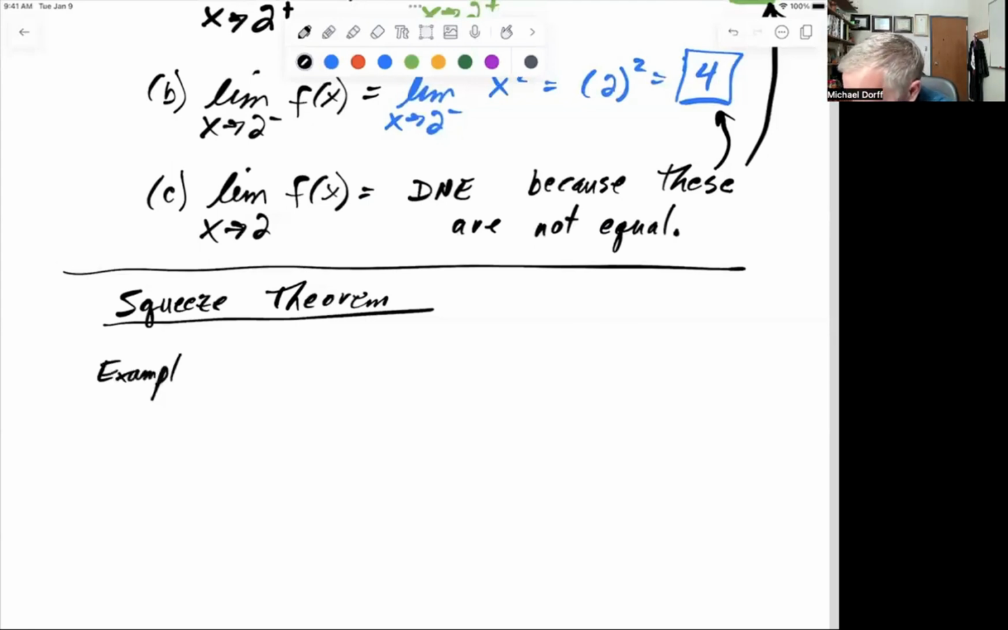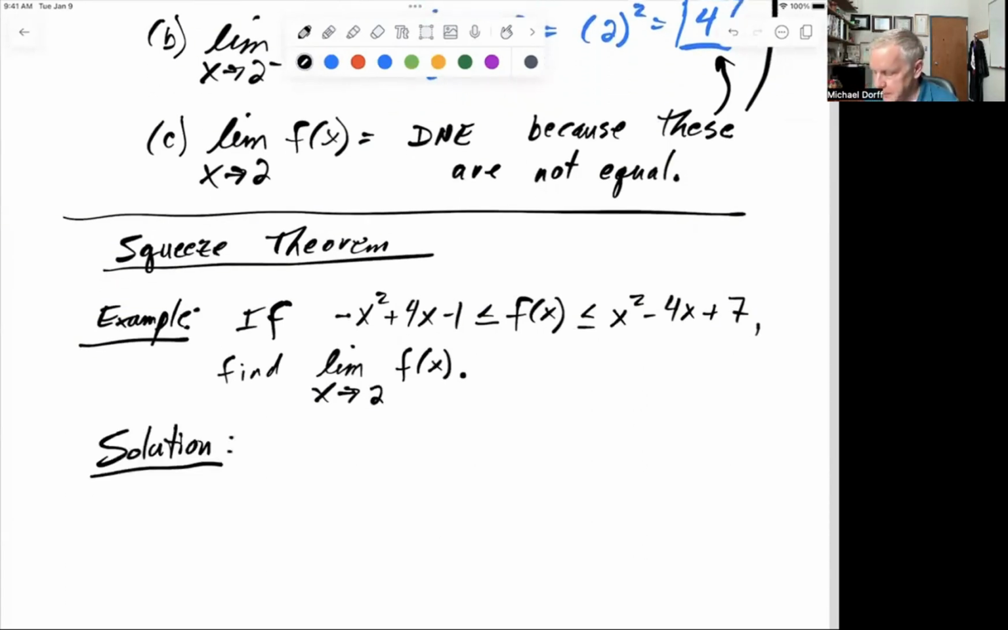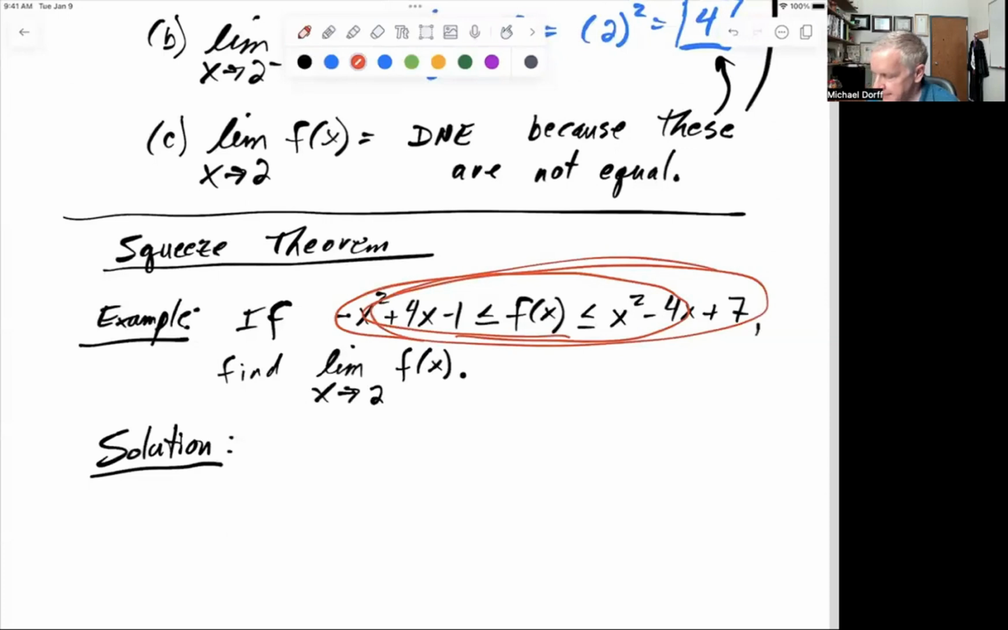All right, let me give you an example. I think that will be the easiest way to see this. Suppose we have this function here, negative x squared plus 4x minus 1 is less than or equal to a function f of x, and that is less than or equal to a function x squared minus 4x plus 7. We're supposed to find the limit as x goes to 2 of f of x. Notice here that my f of x in blue is always between these two functions.